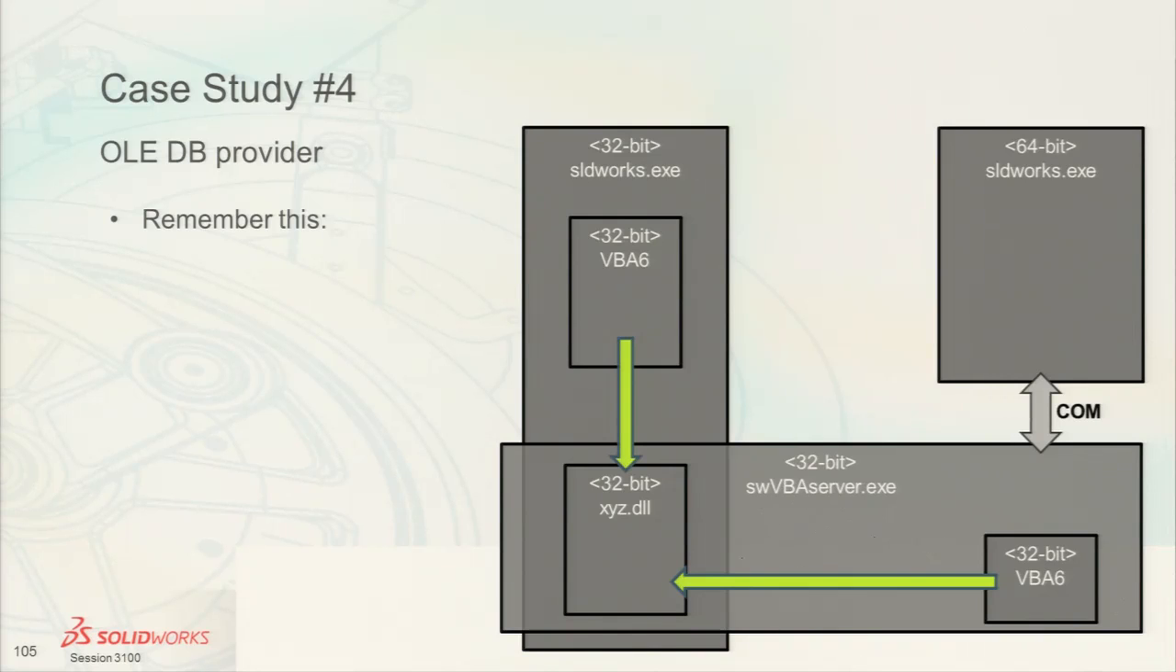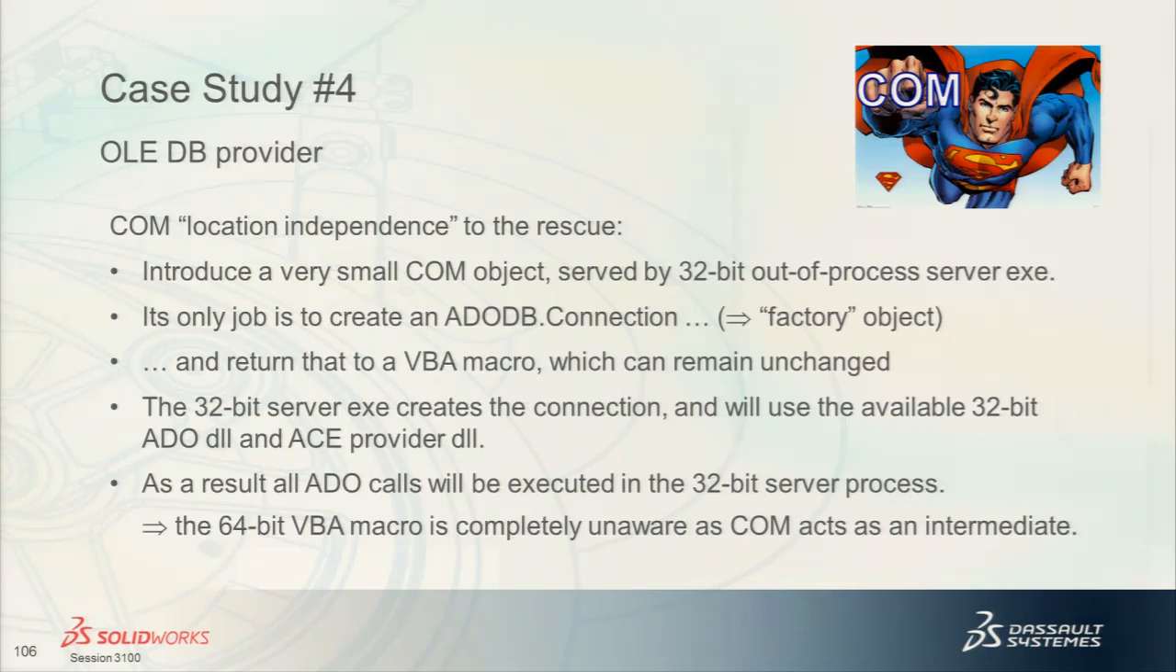You have to think again about our intermediate solution for 64-bit before we had VBA 7. Remember, we introduced a separate process which was able to host Visual Basic 6. We would communicate with COM, with SolidWorks, and it could still use your DLL. So this setup, we can actually do something very similar to solve this particular problem. Again, that property of COM called location independence will come to our aid. It will help us to fix this.